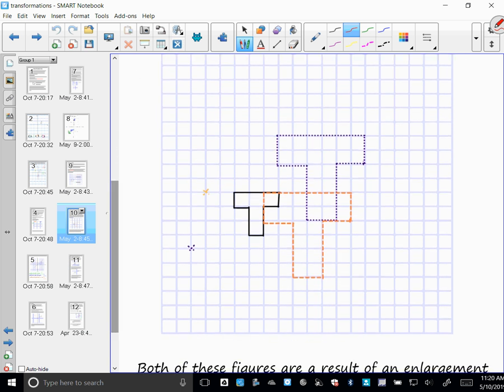Well, here's my original shape here, this T. Is this orange or red on your sheet? Red. Alright, that's the one we're talking about. And if this was my centre of enlargement, I can see that my scale factor is 2. So they both have a scale factor of 2.